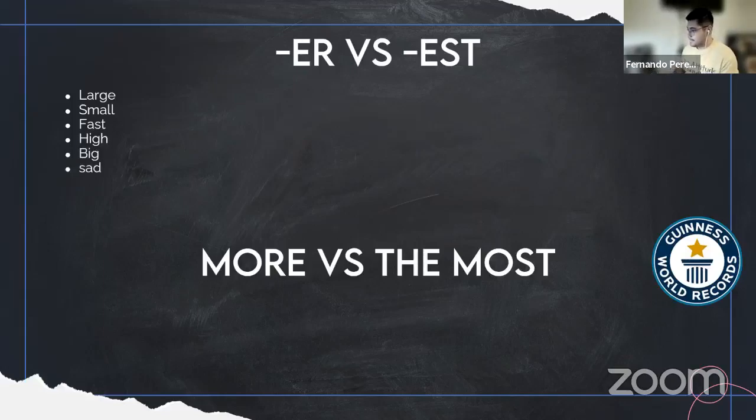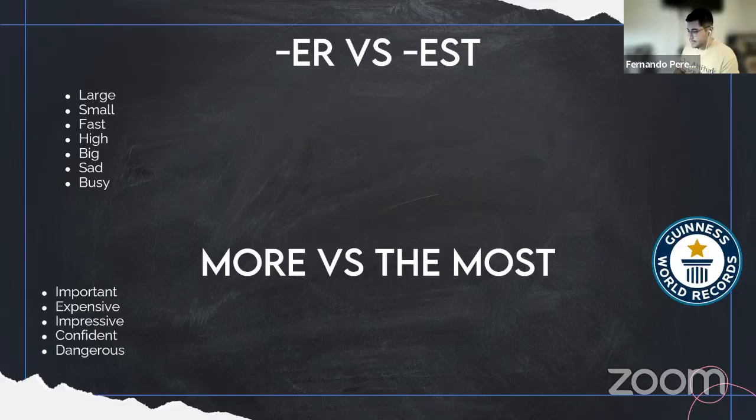Okay. When you say large, small, fast, high, big, sad, and busy, it's very different as if you say important, expensive, impressive, confident, dangerous, beautiful.